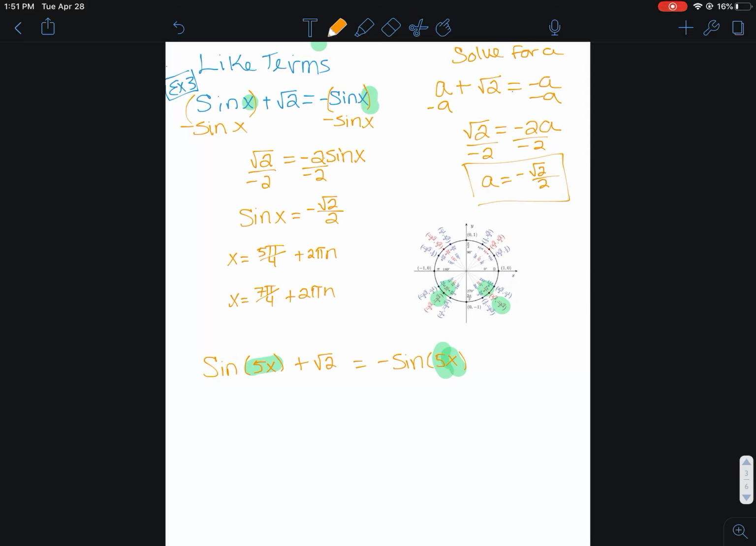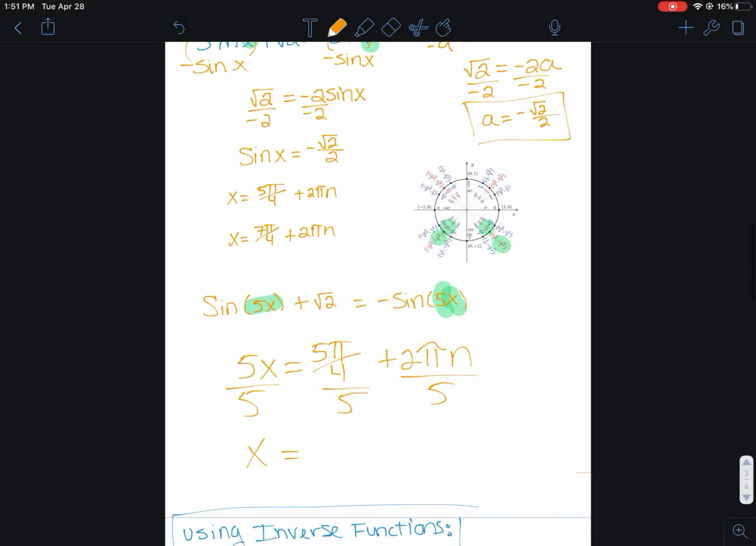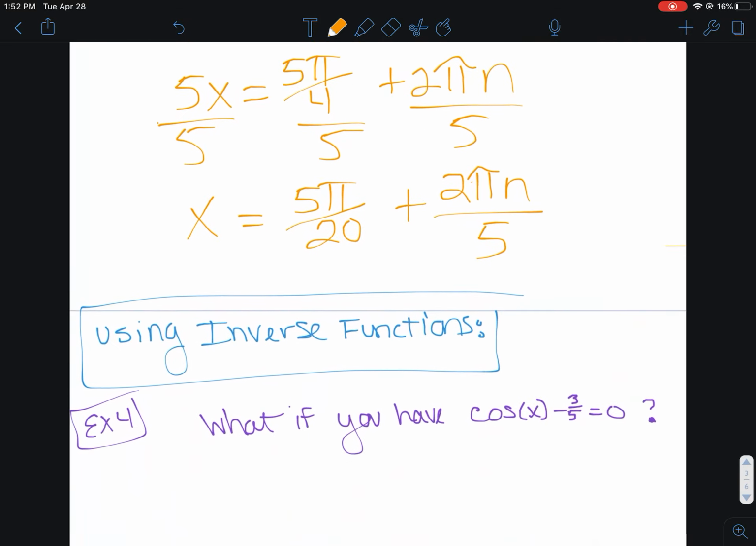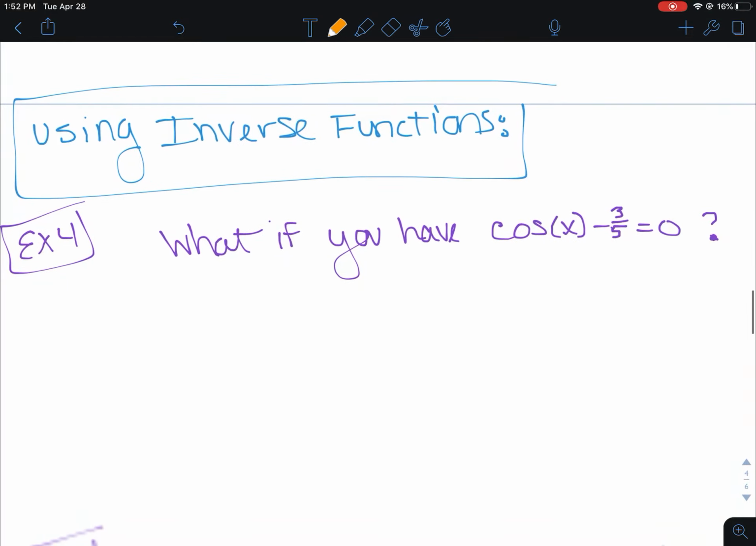So all you would do differently, the angle is still going to come out to be the same, but this would be a multiple angle situation where instead of saying x equals 5 pi over 4, we would say 5x equals 5 pi over 4 plus 2 pi n, right? And then to solve for x here, we would divide everything by 5. So x would really equal 5 pi over 20 plus 2 pi n over 5, right? And same thing for 7 pi over 4, we would divide everything by 5. That gives us our new answers, okay? So just a couple little tidbits there.